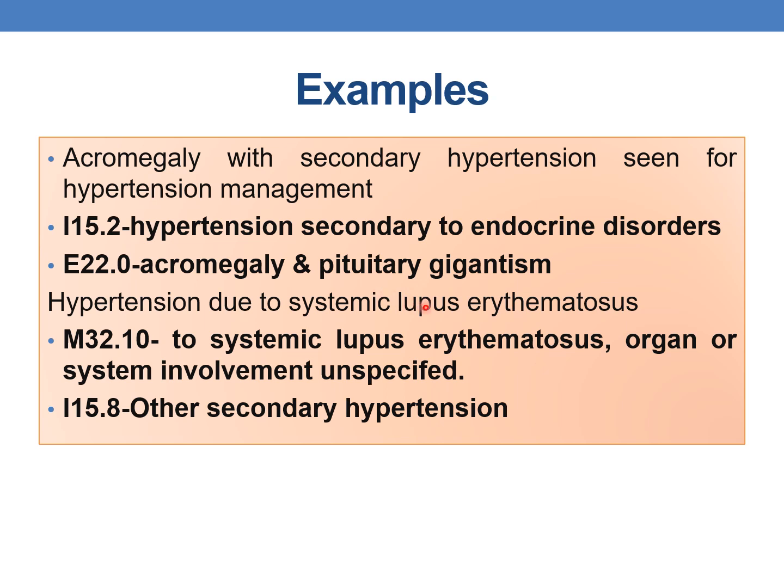And if the patient presents for the treatment of systemic lupus erythematosus, then systemic lupus erythematosus will be coded first, M32.10, systemic lupus erythematosus, organ or system involvement unspecified, followed by I15.8, other secondary hypertension.